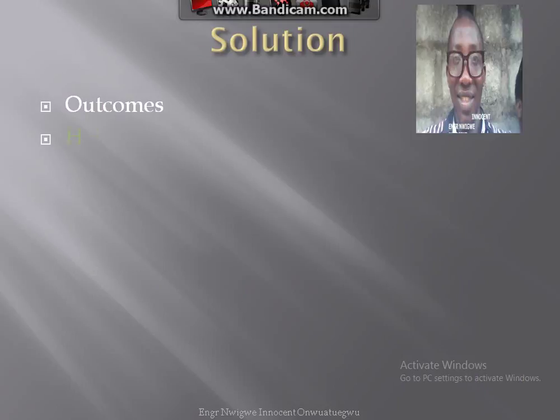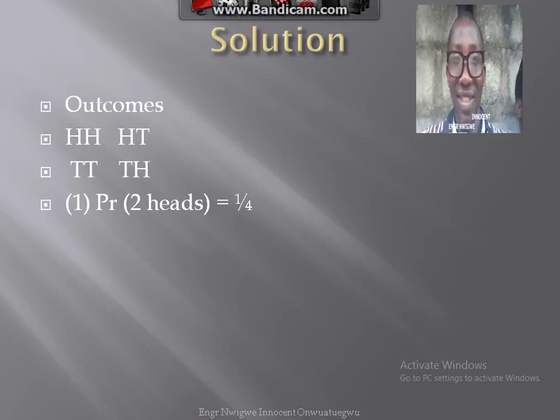Solution. Outcomes: we have head head, head tail, tail tail, and tail head. Now, number 1, we are asked to get the probability of 2 heads. We have 2 heads at the same place, which is 1 over 4. That is, the number of possible outcomes over the total number of outcomes. The possible outcome is head head, so 2 heads in one place is 1, all over the total outcomes, which is 4.